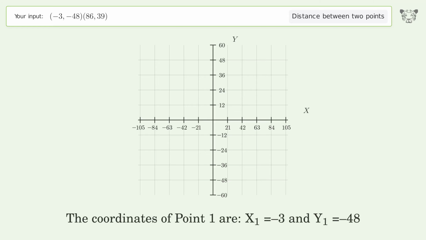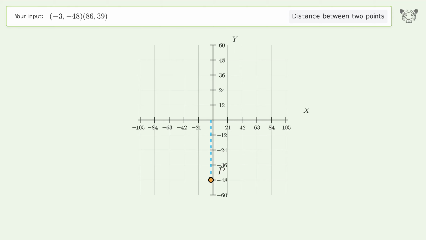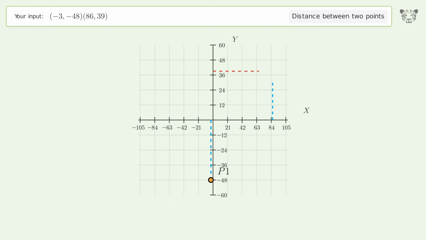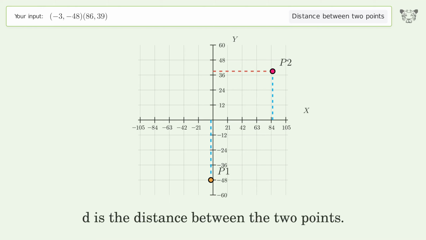The coordinates of point 1 are x1 equals -3 and y1 equals -48. The coordinates of point 2 are x2 equals 86 and y2 equals 39. D is the distance between the 2 points.